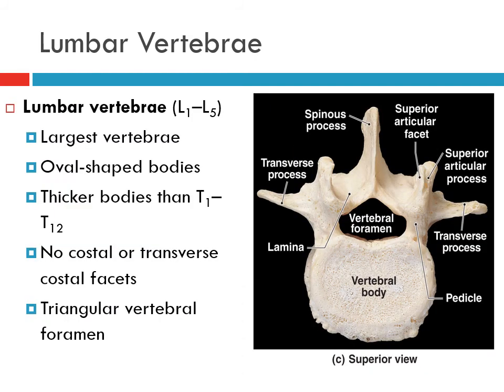Lumbar vertebrae are large. They're larger than any other vertebrae because they are holding the weight of your entire body, well, above them. They have oval-shaped bodies. The bodies are thicker than thoracic bodies. They have no costal or transverse costal facets because you do not have any ribs in your lumbar spine. And their vertebral foramen is triangular shaped.